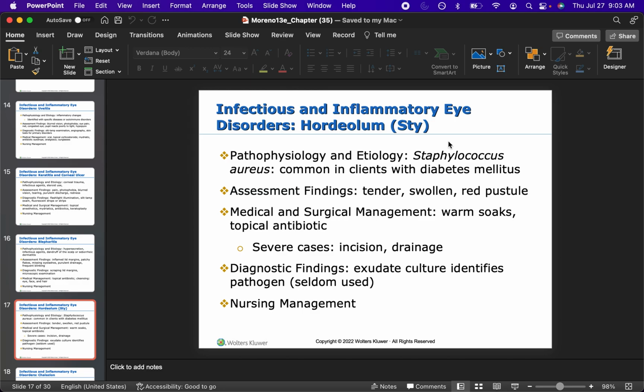So warm compresses, topical antibiotics. In severe cases, they'll have to go and do an incision and drainage. I've never seen that, but it does happen. Diagnostic findings usually is a culture. You could go in and culture to see what type of bacteria is in there. But usually diagnostic findings is physical exam. You can see a sty.